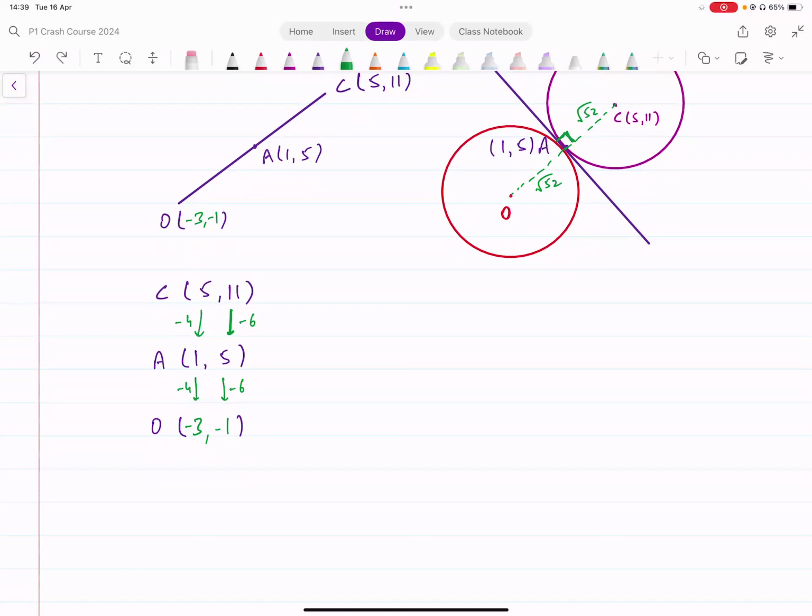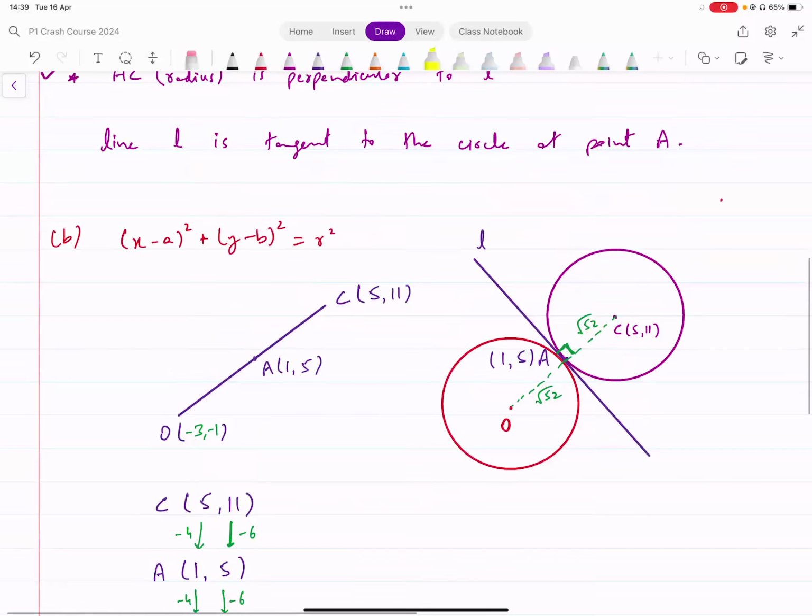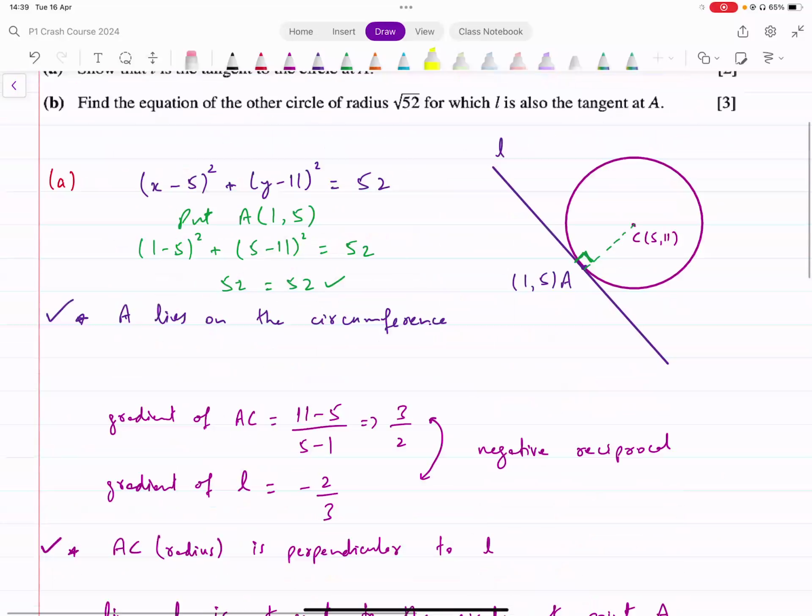And now we can write down the equation. The center is -3, -1. And the radius is the same as before. That was square root of 52.